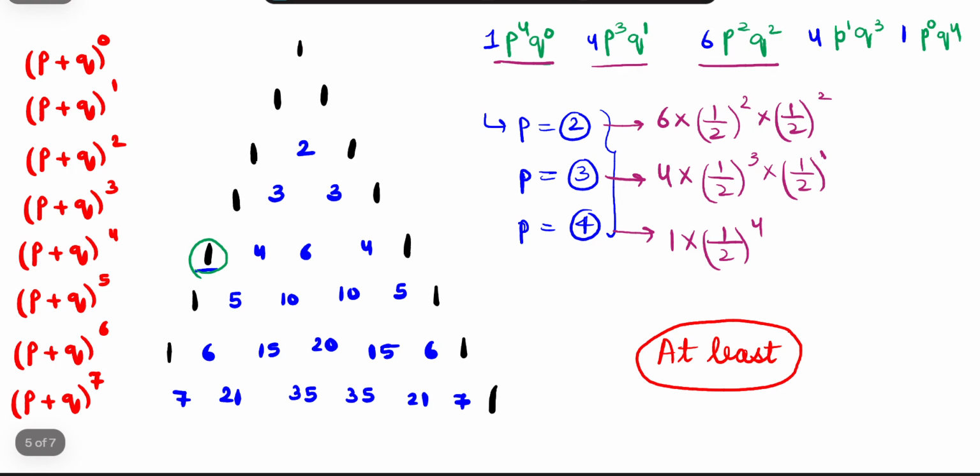How to draw the triangle? See, for P plus Q to the power 0, it is 1. For P plus Q to the power 1, it is 1 and 1. And then it's very simple. See, 1 and 1 make 2. Then you have to add these and write it right here.